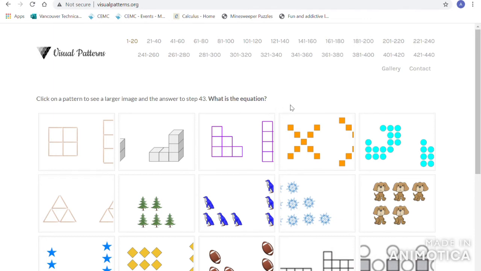Alrighty, so this is visualpatterns.org. This is accessible by mobile or computers. It has roughly 440 patterns to it. So here's the first 20.